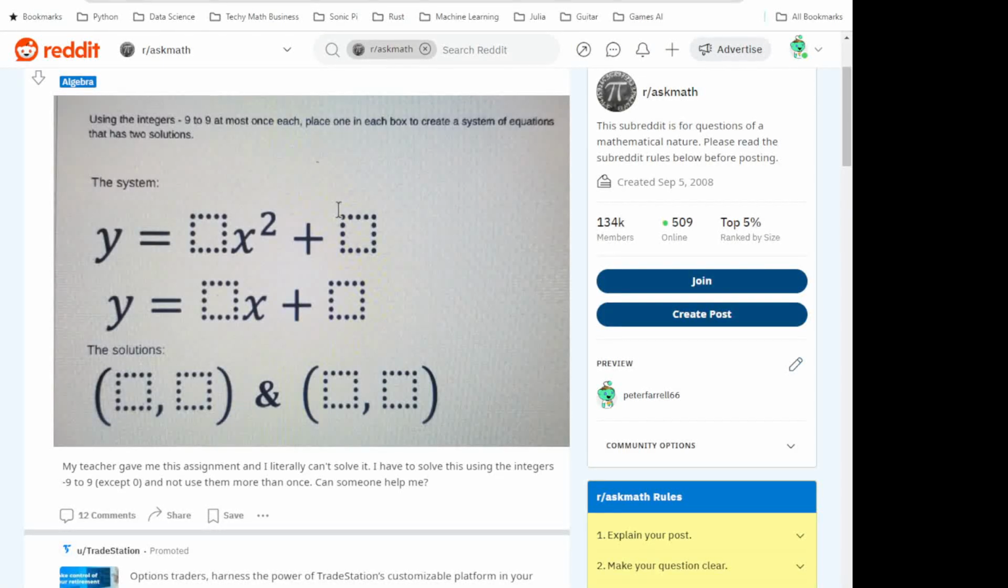Let's look at an algebra problem that a user on Reddit posted for help. It looks like a parabola and a line, and you have to find out where they intersect. And then all the numbers have to be between -9 and +9, just not 0.